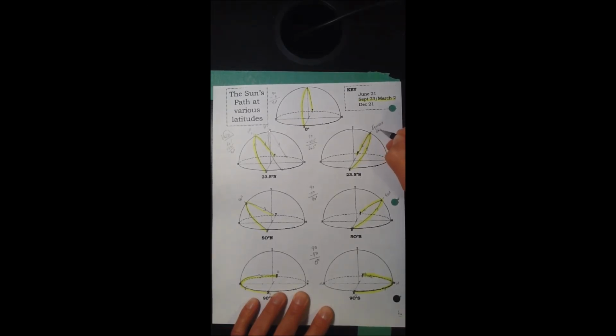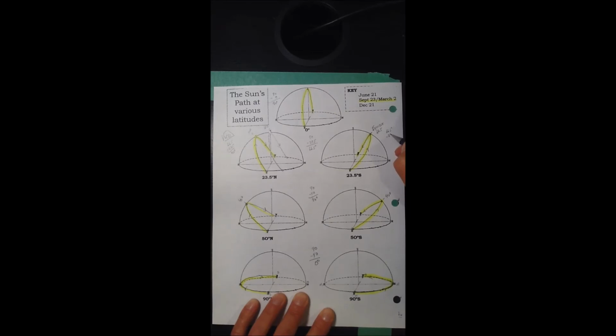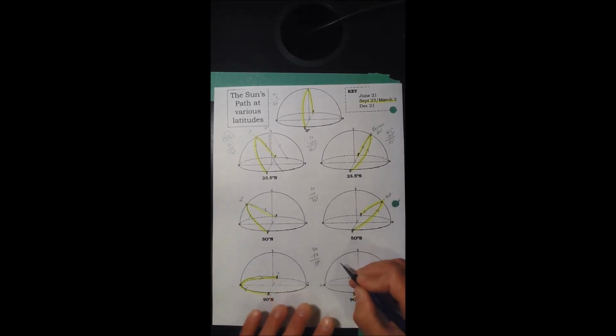That's 66.5 degrees. I do 66.5 degrees and I'd subtract 23.5, and then what I'm getting is a 43-degree angle.